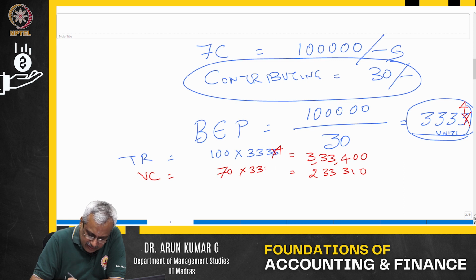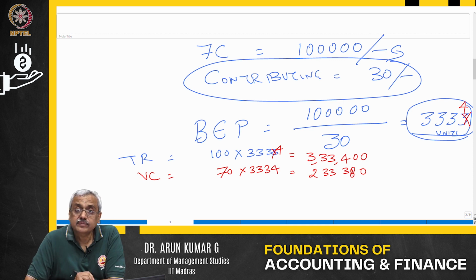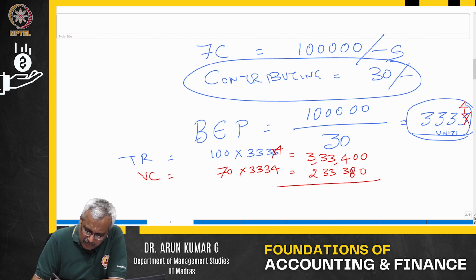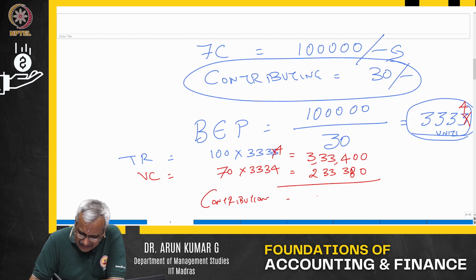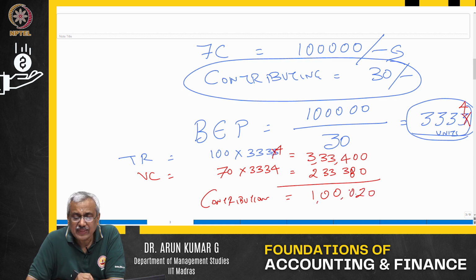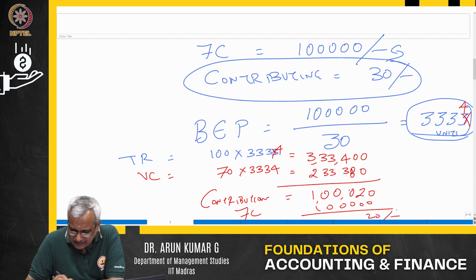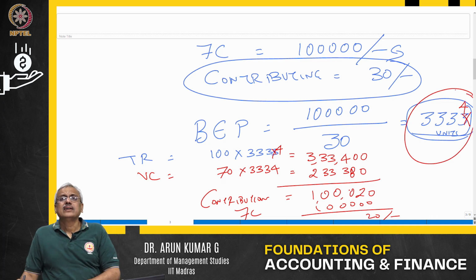And the variable cost will be 3,334 into 70, which is 2,33,380. So what happens? My contribution is about 1 lakh, 1,00,020. That is what I see here. My fixed cost is 1,00,000. Of course, one can say you make a profit of 20, but that is purely because of the rounding off here. That is all.